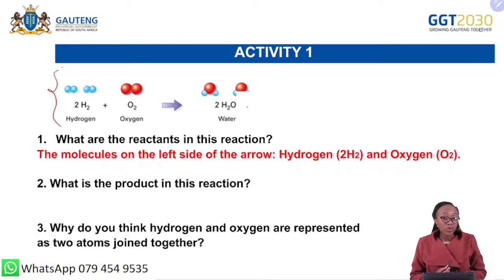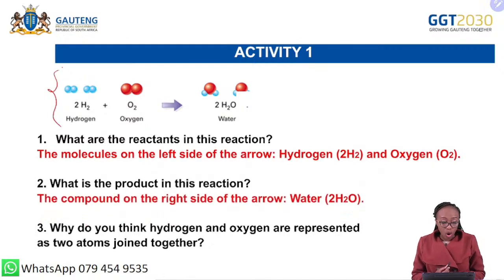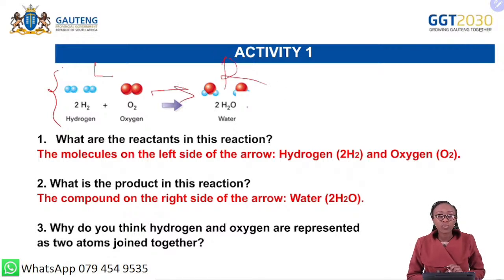And then the second question read, what is the product in this reaction? The product in this reaction is the compound on the right-hand side of the arrow, which is water. This is the left-hand side of the arrow, that is the right-hand side, and the arrow is pointing. Oh, my arrow is a bit skewed. Let me just write it down quickly. Right, now we have our arrow there.